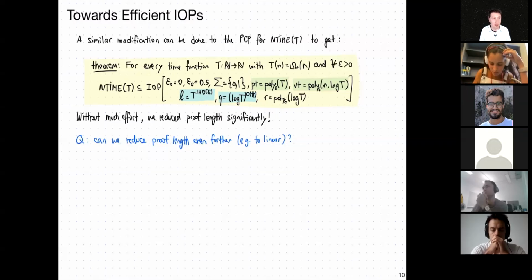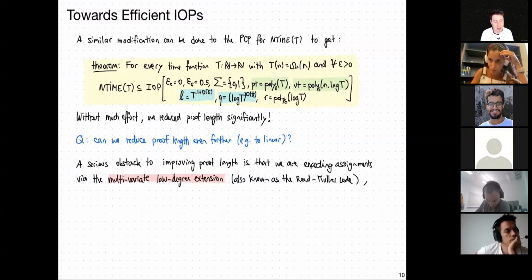And the second point is concrete efficiency. Even if we have PCP constructions that give us this type of parameters, the IOP constructions are going to be much more efficient anyways, period. Just the constants are going to be much better and so on and so forth. So can we reduce the proof length even further?